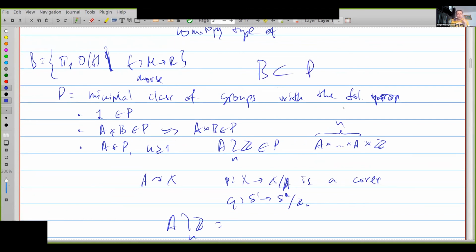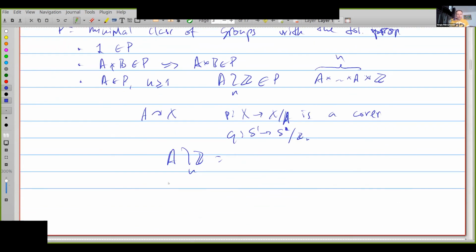Just one minute, and I will stop. This was the general statement, and there was a conjecture that the orbits, the connected components, are aspherical.